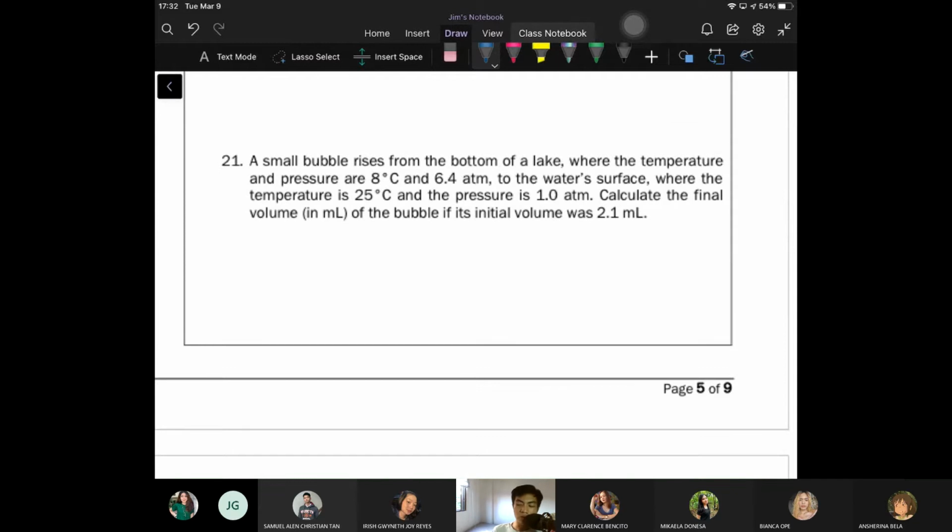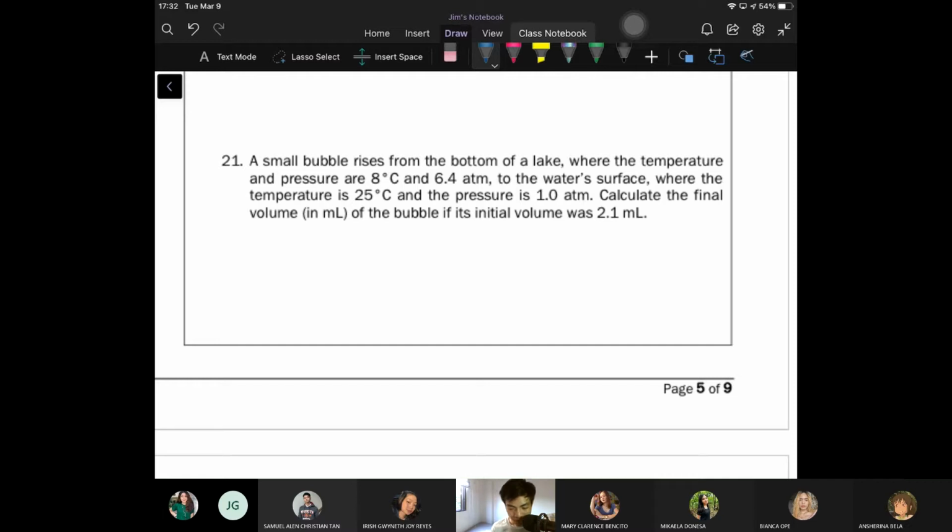A small bubble rises from the bottom of a lake where the temperature and pressure are 8 degrees Celsius and 6.4 atmosphere. Okay? So, kapag nasa ilalim ka ng lake, ganyang kataas yung pressure. That's why, di ba, kapag nagda-diving tayo, ang sikip sa dibdib, di ba? Okay. Actually, kahit di ka mag-dive, lumubog ka lang sa tubig, parang iniipit na lungs mo. Okay. Kasi mataas yung pressure doon.